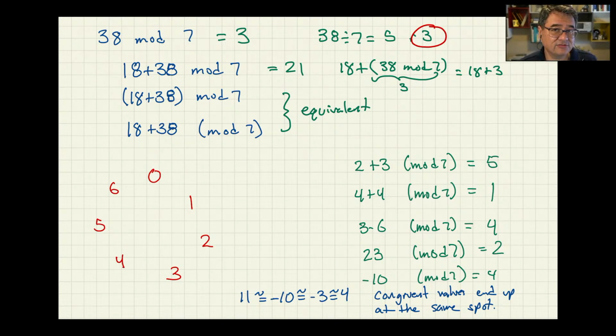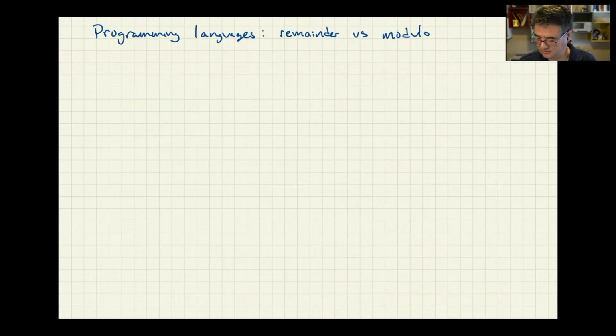So let me digress for a moment and talk about a subtle difference between remainder and modulus. See, some programming languages, when you use the modulus operator, are giving you the remainder, and some are giving you the modulus. So what's the difference?